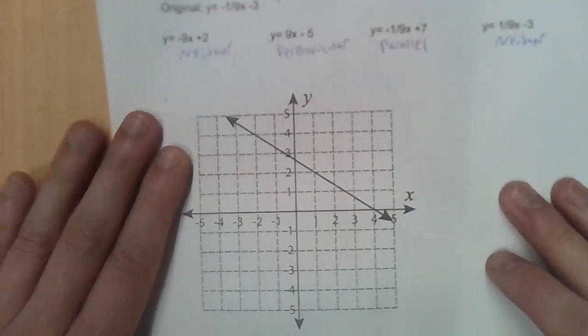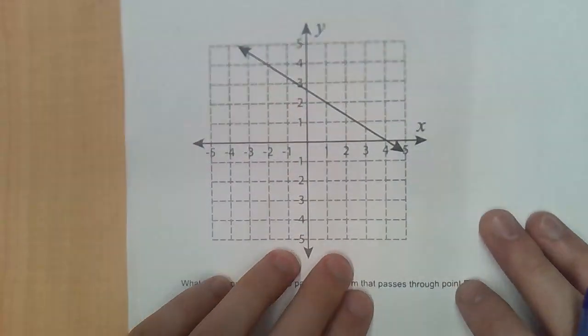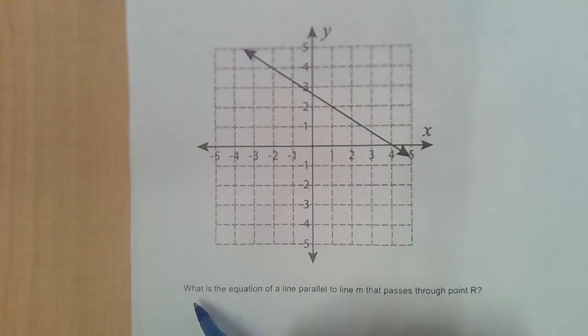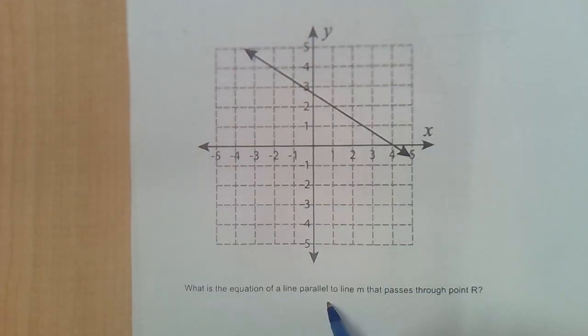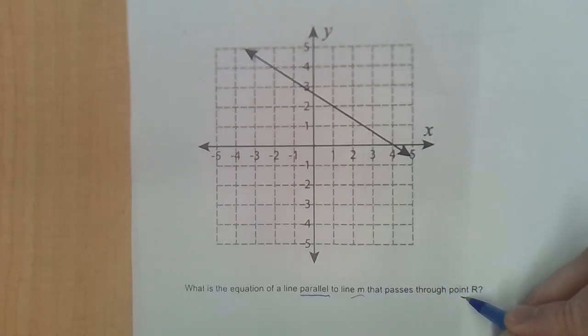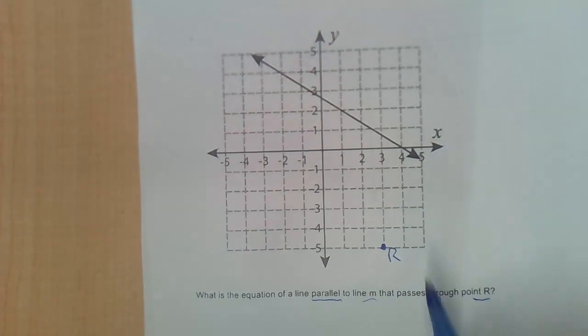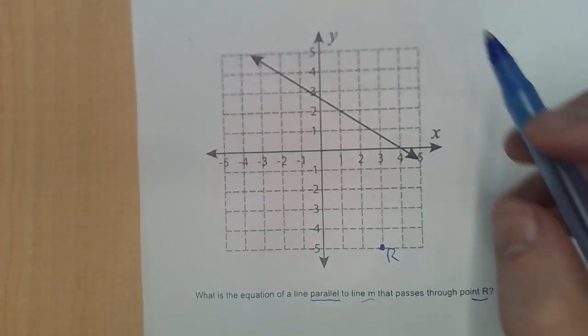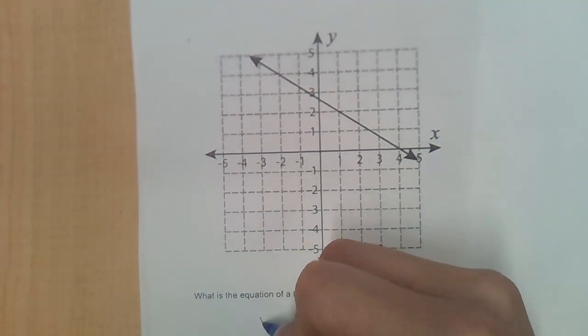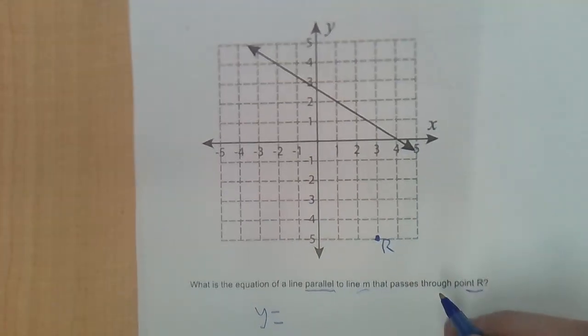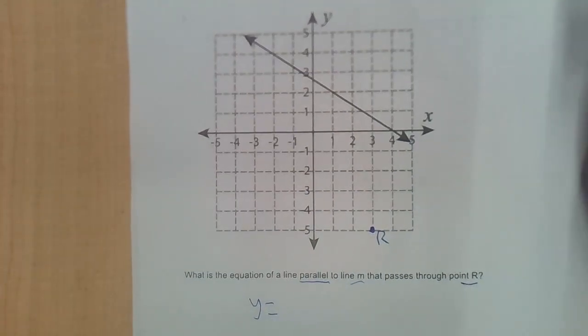Okay, next question. We have a graph, and we're asked to find the equation of a line parallel to line M that passes through point R. And point R is going to be right here. I didn't plot it, so that's where R is. So first things first, we have an equation. It starts off with y equals. And now we've got to find the slope.